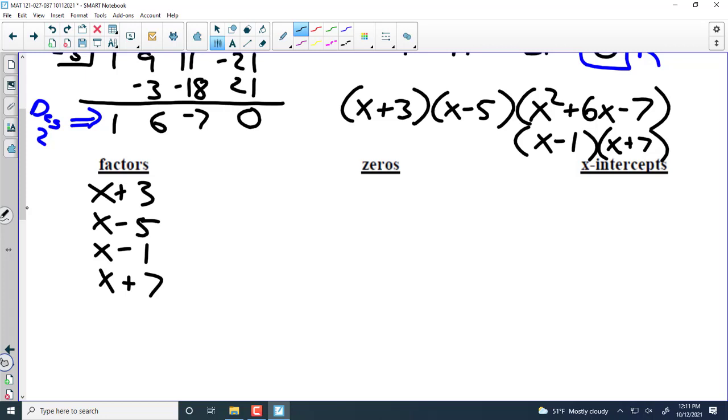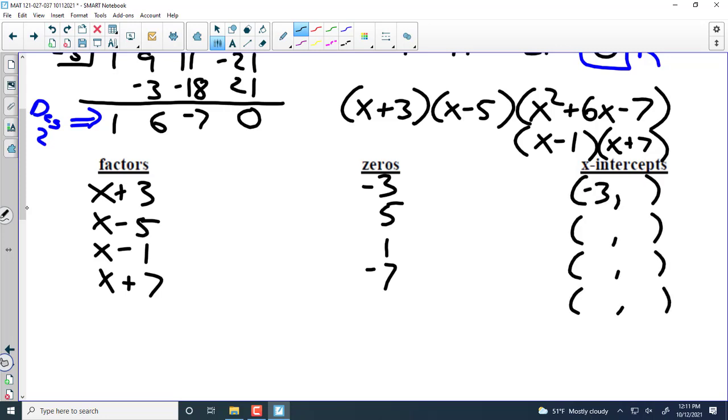What are my zeros then? -3, 5, 1, and -7. Good. And my x-intercepts? They're the same thing as the zeros, just written as ordered pairs. (-3, 0), (5, 0), (1, 0), (-7, 0). Just making sure that we can go between factors, zeros, and x-intercepts. And that's it. That's done.